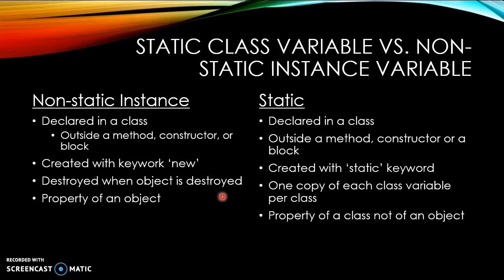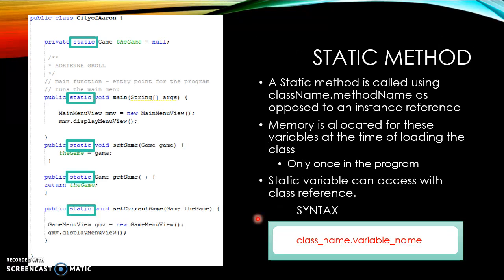There are two types of data variables in a class. Non-static instance: it's declared in a class, outside a method, constructor or a block, and is created with the word new. It's destroyed when the object is destroyed, and it's a property of an object. Static: it's declared in a class, outside a method, constructor or a block, created with the static keyword, and there's one copy of each class variable per class. It's a property of the class, not of an object.